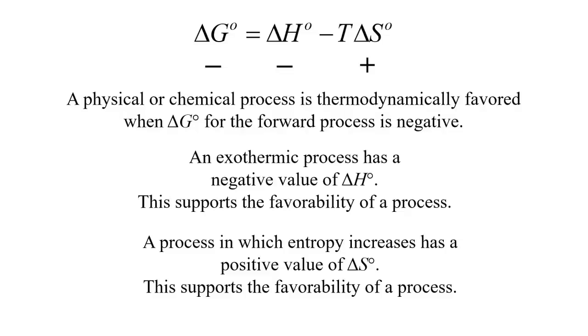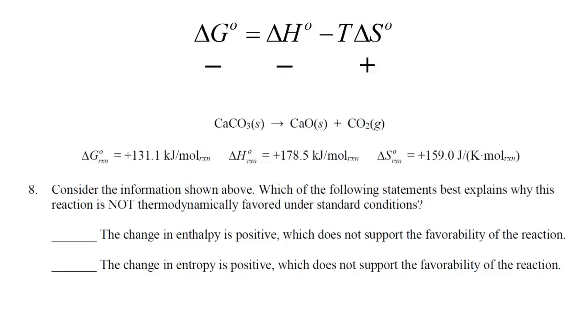Now, let's take a look at question 8. So we know that the delta H for this reaction is positive, and that the delta S for this reaction is also positive. But since this reaction is not thermodynamically favored under standard conditions, it must be the change in enthalpy that does not support favorability. So what does support favorability of a reaction or a process is a negative delta H and a positive delta S. So when you have a positive delta H, as we do in this example, that would not support the favorability of a reaction or process.